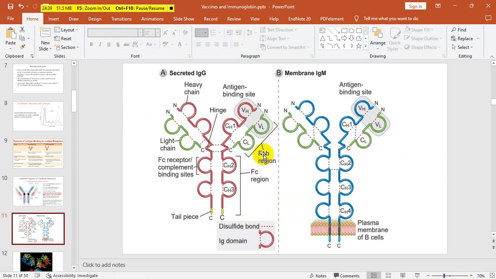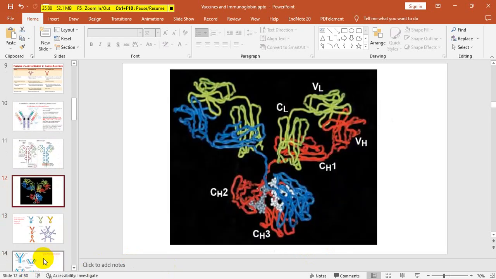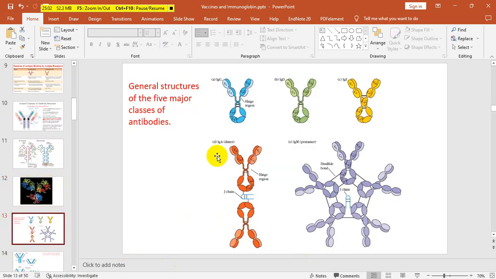And this is the fragment antigen binding, the FAB. So all this is the fragment antigen binding. Look at it here, the same structure. Here it is being suspended by the plasma membrane, like we saw in the first picture that I drew of the naive B cell. Okay, so we have the general structures of the 5 major classes of antibodies.